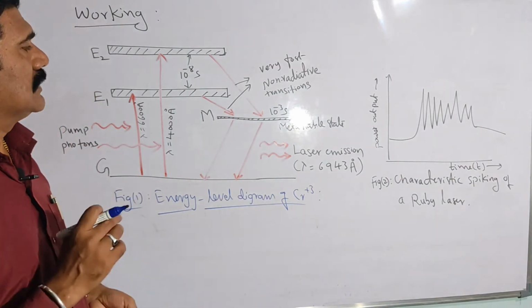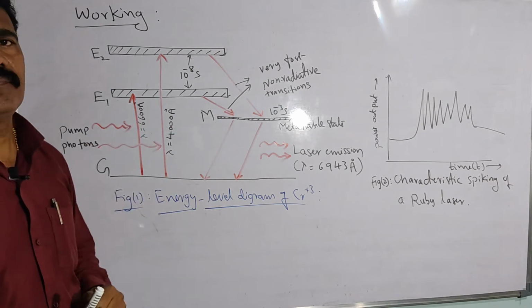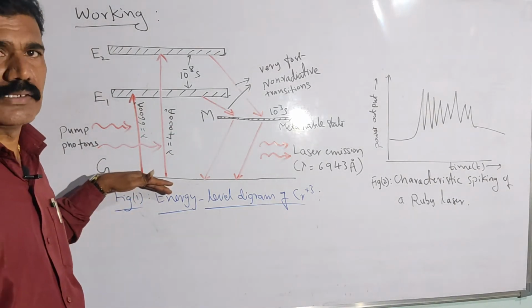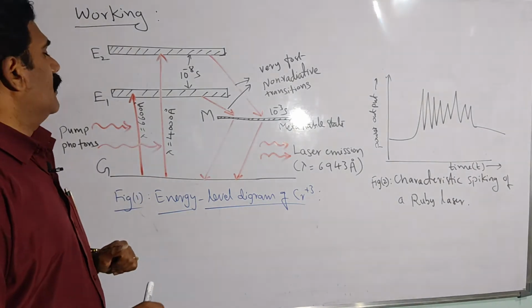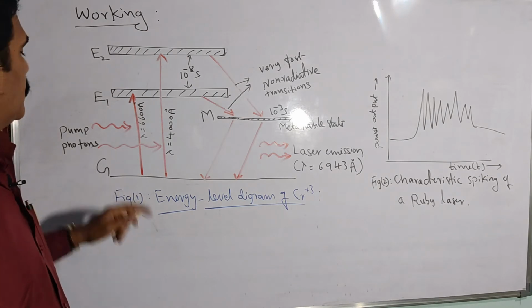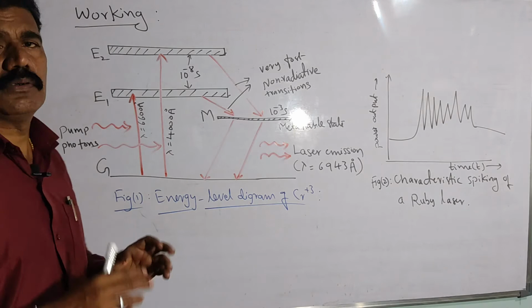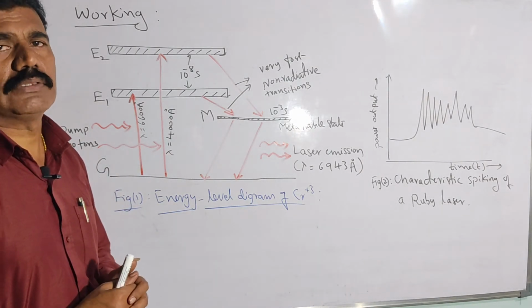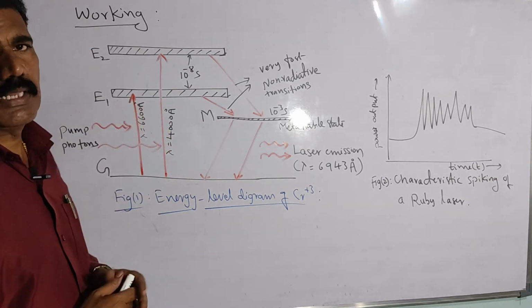What is the difference between the ground state, the excited states and the metastable state? The ground state means initially, when the chromium atoms are not excited at all, they will be present in the ground state only. Once they get excited due to the optical pumping with the help of pump photons, which will be in the visible range, what is the visible range wavelength? That is 4000 angstrom to 6600 angstrom.